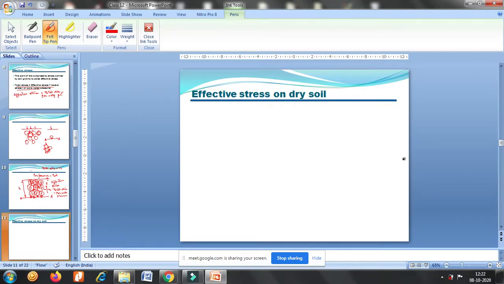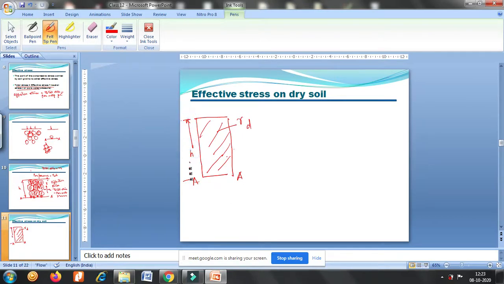Let us calculate this. Suppose there is a dry soil, and there is no water present, and the unit weight of this one is gamma d. Now at the level AA, we want to find out the total stress and the pore water pressure, and this depth H is the depth of the soil mass.